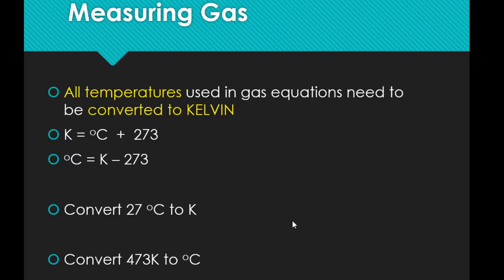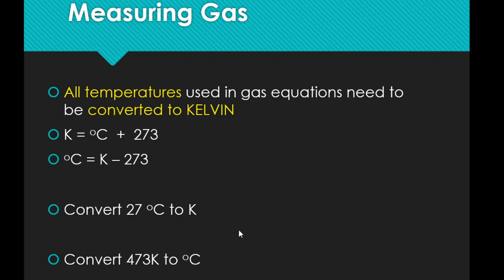All right, measuring gas. What do we do? Well, all temperatures used in gas equations need to be converted to Kelvin. If you ever have a gas equation, and we'll practice a little bit, we're going to focus more on the relationships here, but Kelvin equals Celsius plus 273, or Celsius equals Kelvin minus 273. These equations are actually on your equation sheet. I will never ask you to figure those out.